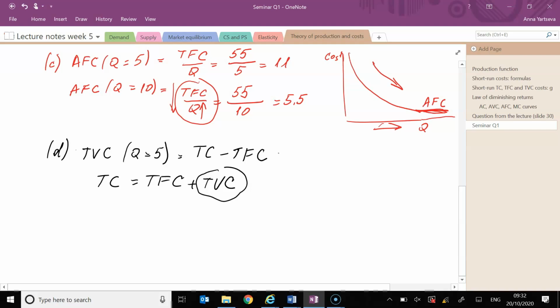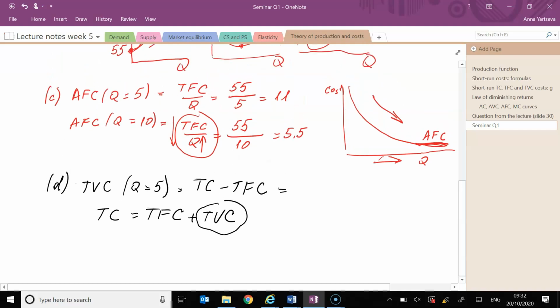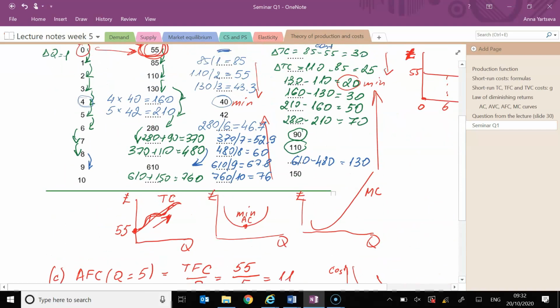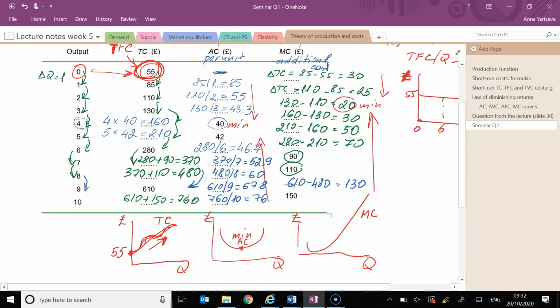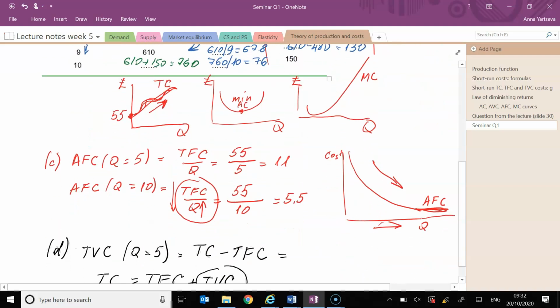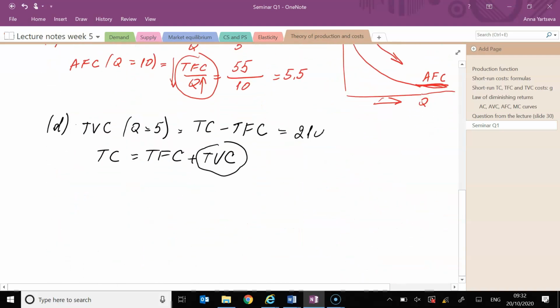So what is total cost of production for quantity equal to 5? Let's have a look at our table. When quantity equals 5, our total expenditure which we incur is 210. Total cost, 210. This is what we've spent overall. Out of this, 55 was the fixed cost. So total cost is spread between total fixed cost and total variable cost. It's a sum of these two.